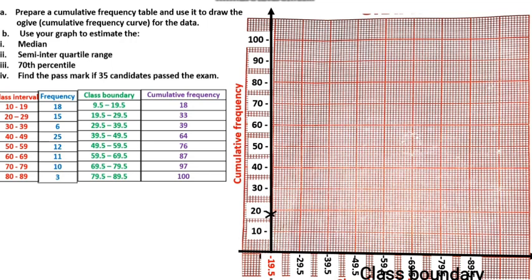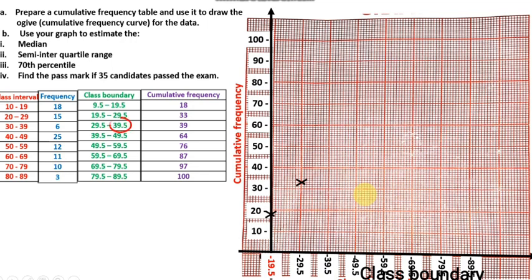Okay, so for the next one, we have 29.5 for 33. So we're going to trace that point on this line here. So we'll have it here. So we're going to mark a point there, a cross there.